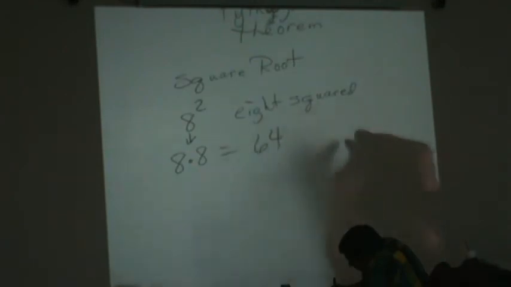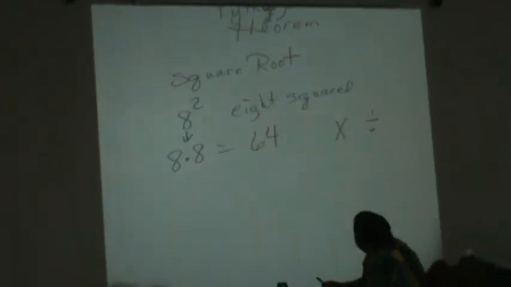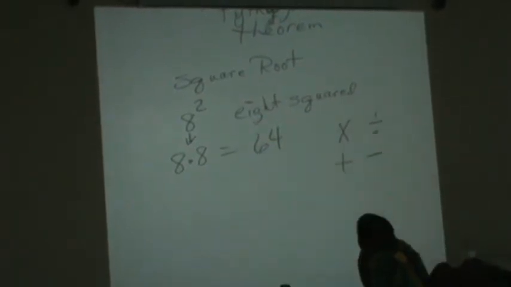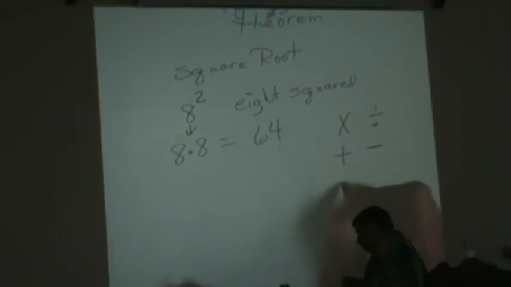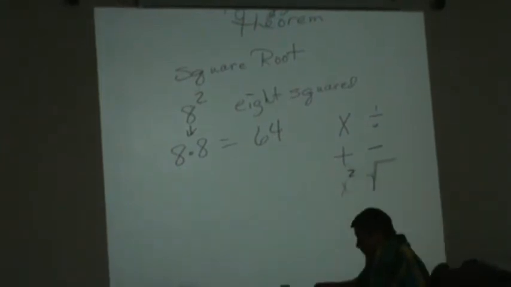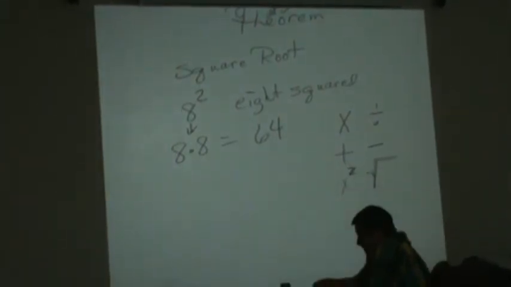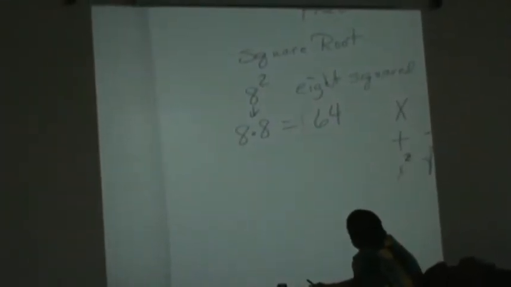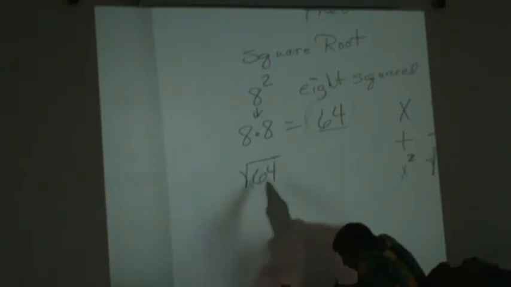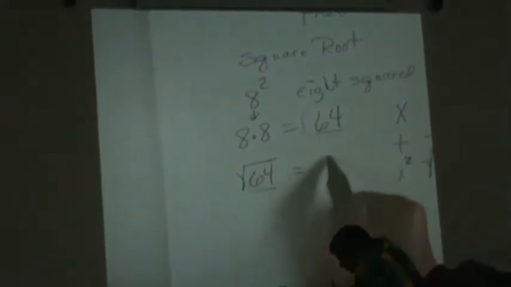You know how multiply and divide undo each other? They're opposite operations. Adding and subtracting are opposite operations. Well, if you have something squared and then you square root something, it undoes it. They're opposite operations, just like multiply, divide, add, and subtract. So if we took this answer, the 64 part, if we did a square root of 64, it's asking us, what did we square to get that? What number did we square? 8. We squared 8.